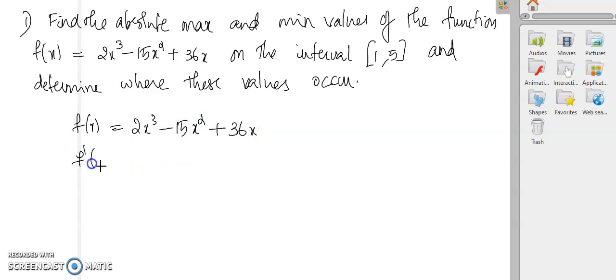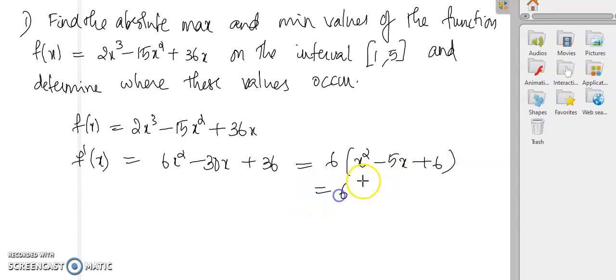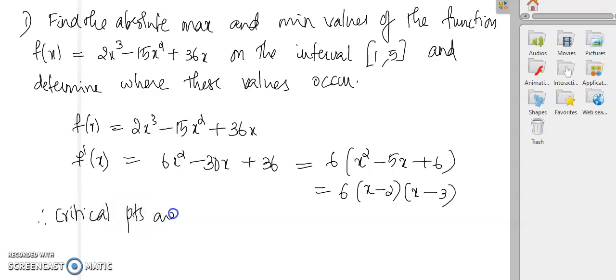So let us first find the critical points. f′(x) is 6x² − 30x + 36, so that is 6(x² − 5x + 6), which is 6(x − 2)(x − 3). So therefore the critical points are x = 2 and 3. And now we need to find the function value at the critical points and the endpoints.